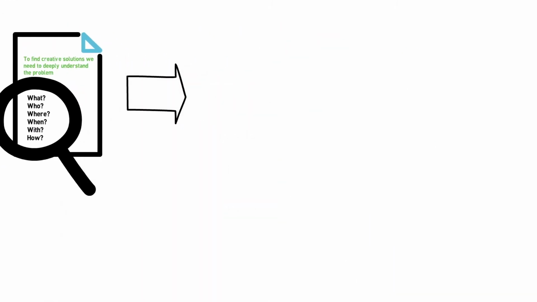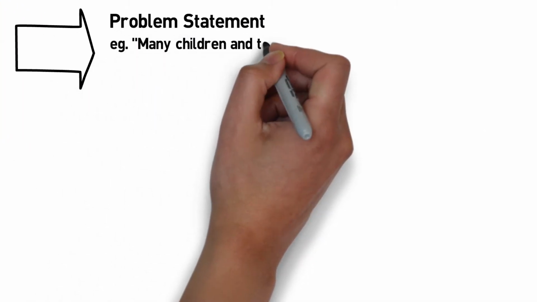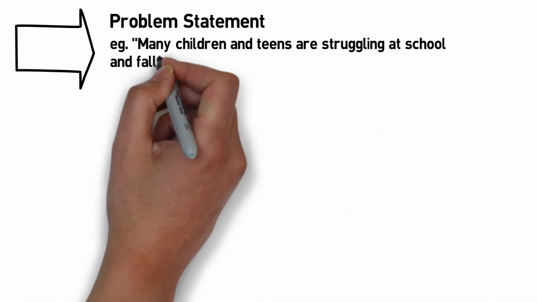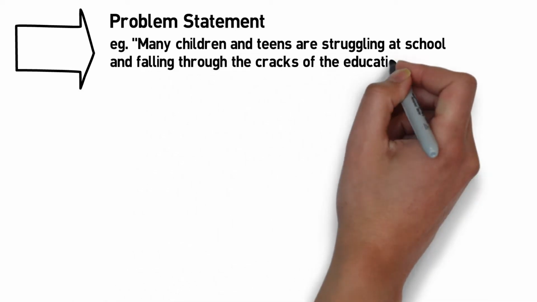So we start our brainstorm session with a problem statement. For example, many children and teens are struggling at school and falling through the cracks of the education system.